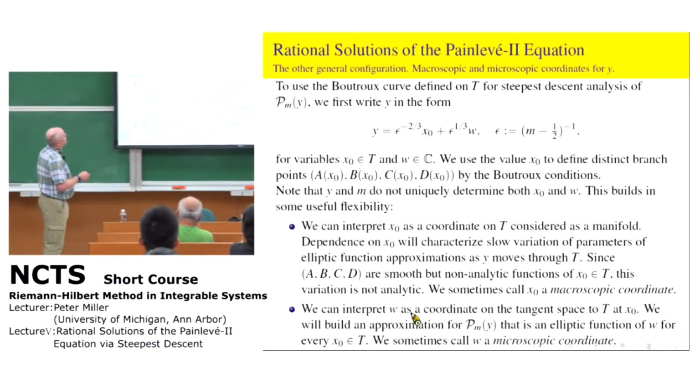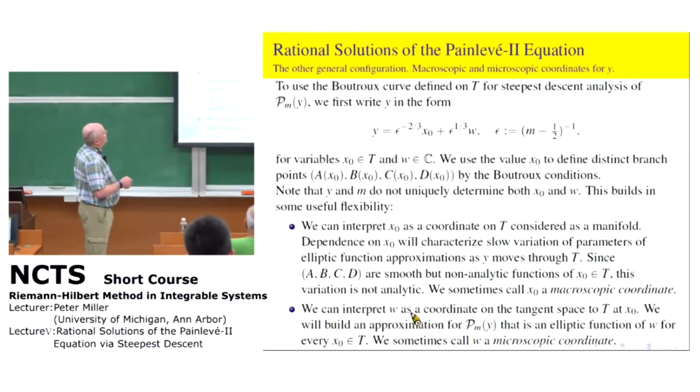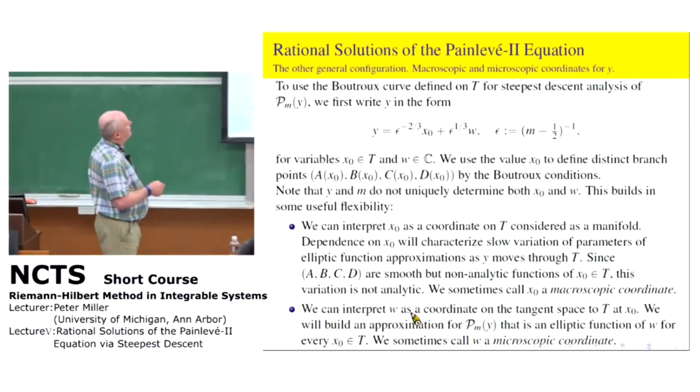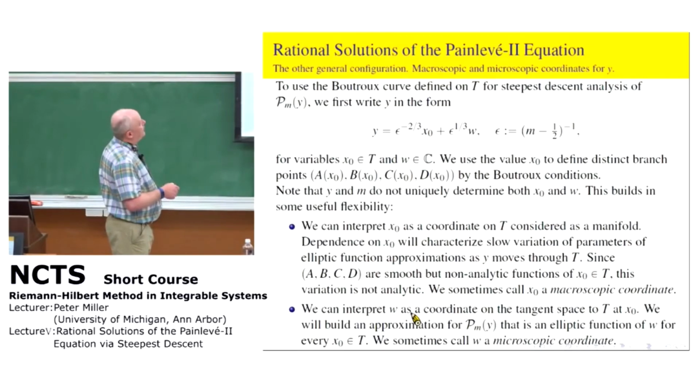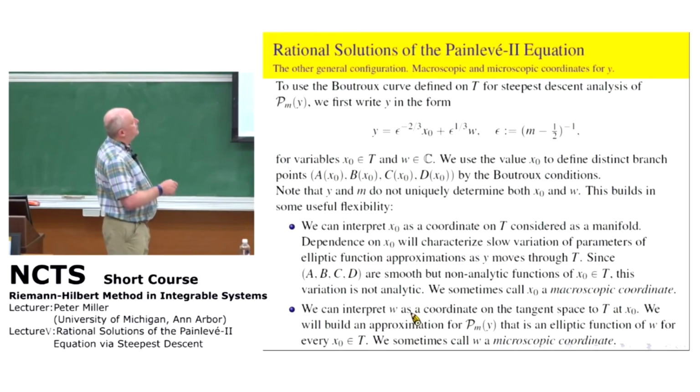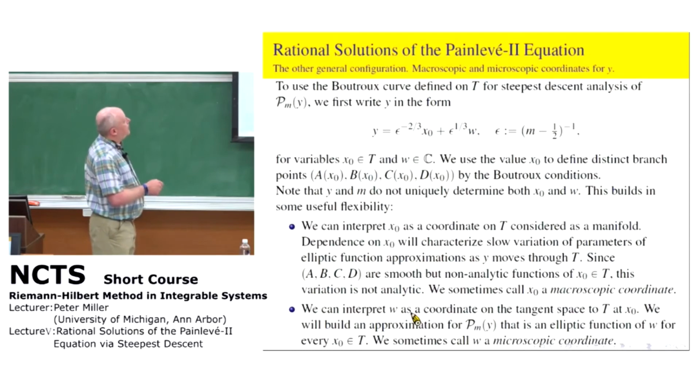So to use the Boutroux curve for steepest descent, let's write the independent Painlevé variable y in the form epsilon to the minus 2/3 x naught plus epsilon to the 1/3 times w. So this was kind of like what we had at the beginning, defining w and y as being related to each other given some x naught, okay? And so let's write it like this for variables x naught in the interior of the triangle, and w in the complex plane.